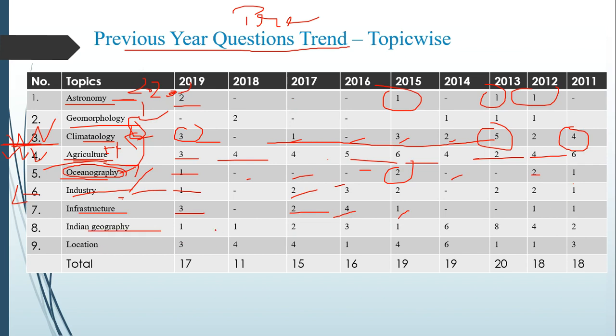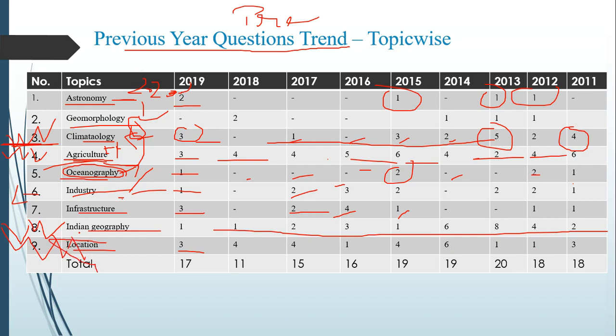And then Indian geography questions, regularly questions were asked from the Indian geography section, so it is a very, very important topic for prelims. And then the location, every year 2, 4, 4, 1, 4, 6, 1, 1, 3, every year questions were asked from the location, so very, very important.